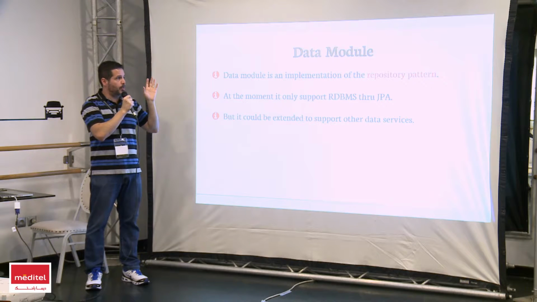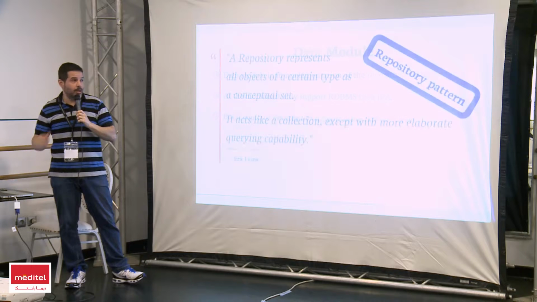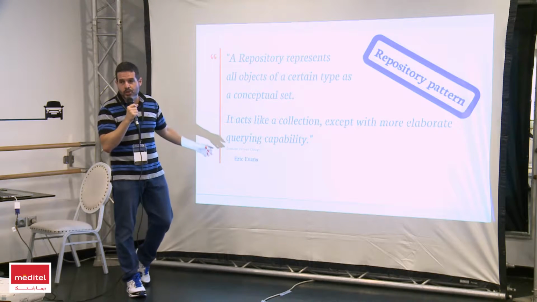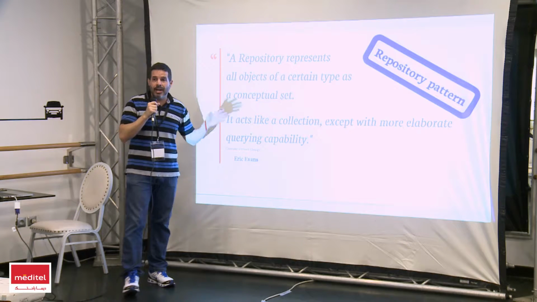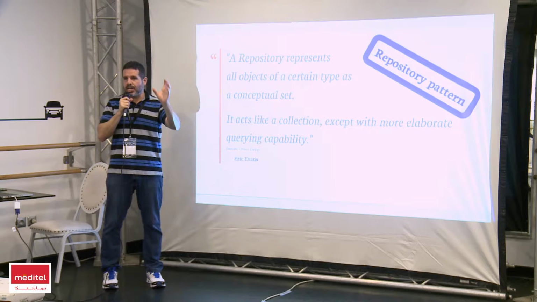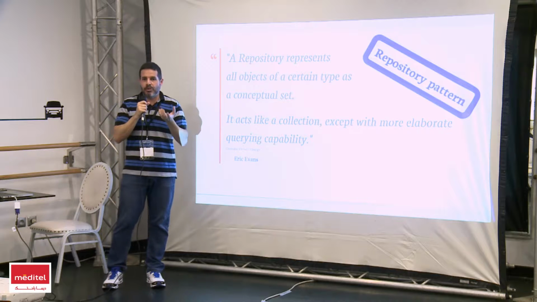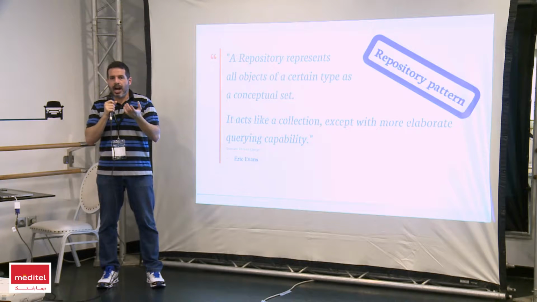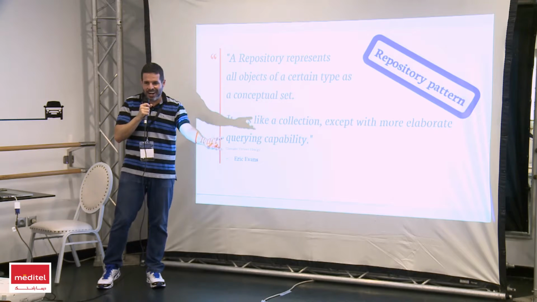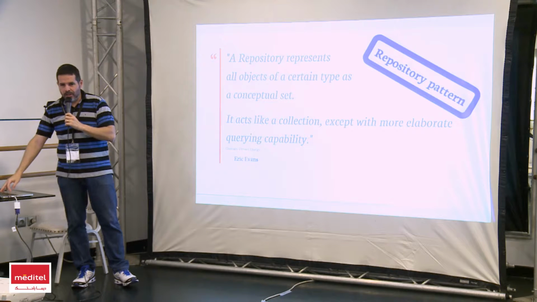It's meant to be an implementation of a repository pattern. What is a repository? Well, Eric Evans said in his domain-driven design book that this repository pattern is a collection of objects of the same type. For example, a car repository is, of course, a repository of cars. A user repository is a collection of users.